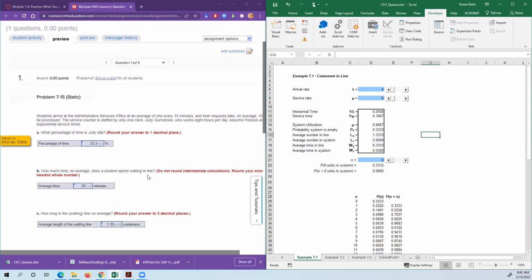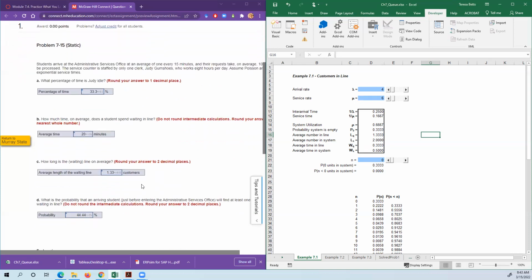How much time on average does a student spend waiting in line? So, okay, if we look, the average number in line is L sub Q. The average number in the system is L sub S. The average time in line is W sub Q. And the average time in the system is W sub S. So how much time does a student spend waiting in line? The average time in line is 0.333, and we have to remember we're in hours. So 1/3 of an hour is 20 minutes, okay?